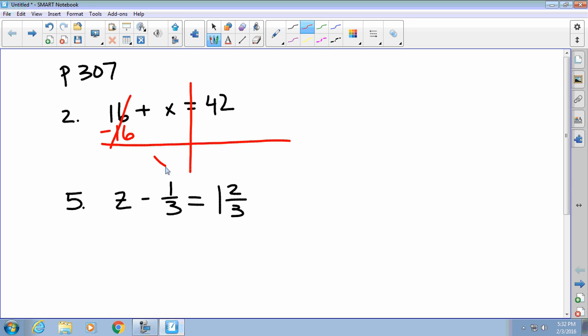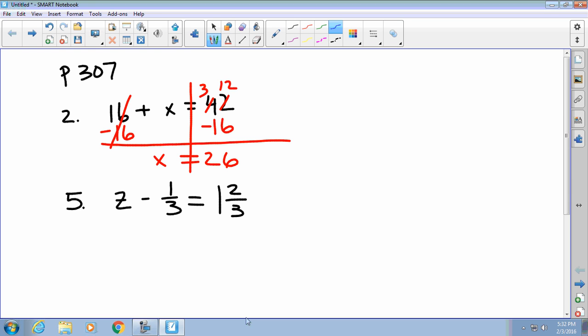And basically what happens is I get the x by itself. If I'm subtracting 16 on this side, I need to go ahead and subtract 16 on the other side. And if I take 42 minus 16, I've got to do it correctly. I'm going to borrow: 12 minus 6 is 6, and 3 minus 1 is 2. So I get x to be equal to 26.